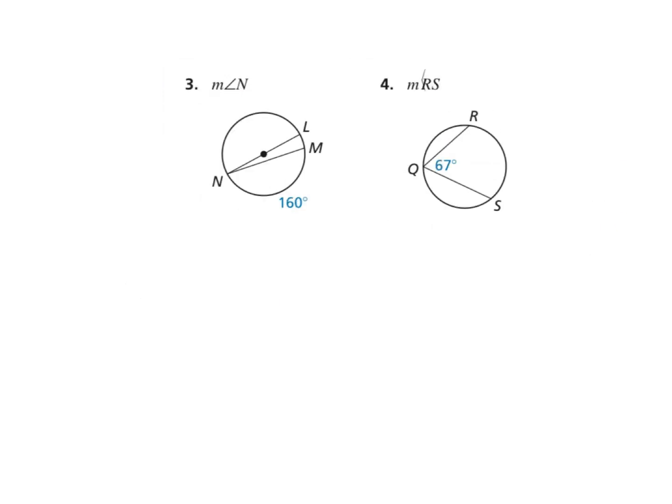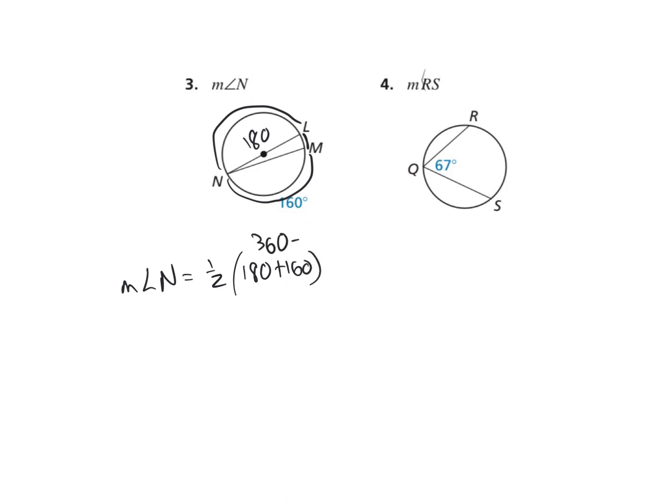Number 3, the measure of angle N is equal to 1/2 of this angle here. Okay, so notice that we have a diameter which makes a 90-degree right triangle, but this is 180. Okay, so this is 180 and this is 160. So 180 plus 160 is 340, so it's 360 minus that. So it's 1/2 of 20 degrees. So this is going to be 10 degrees. That's this angle right here.